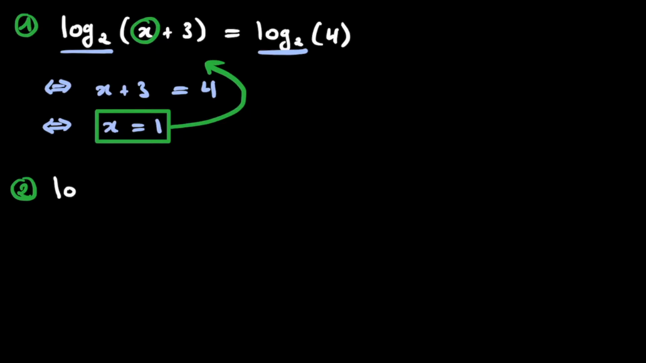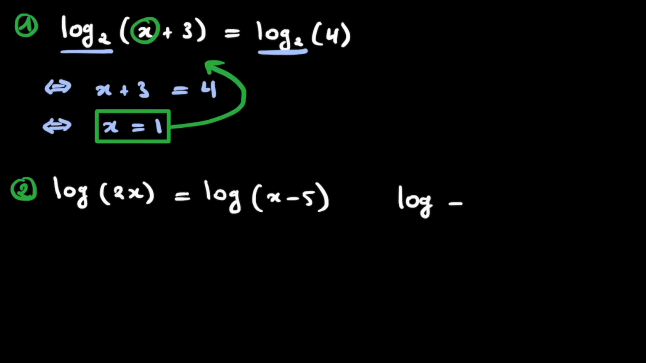We have the logarithm of 2 times x, which is equal to the logarithm of x minus 5. And in this case, you might notice that I didn't write a base number for these logarithms. Well, this is simply the case because by convention, the logarithm without a base number is assumed to be the logarithm with a base 10. Because it is so often used in other applications, we can simply drop the 10 and we are left with the logarithm without a base, but we know that it is base 10.